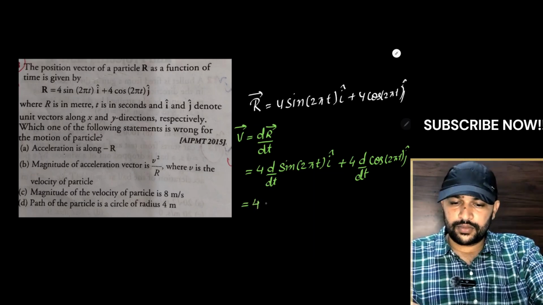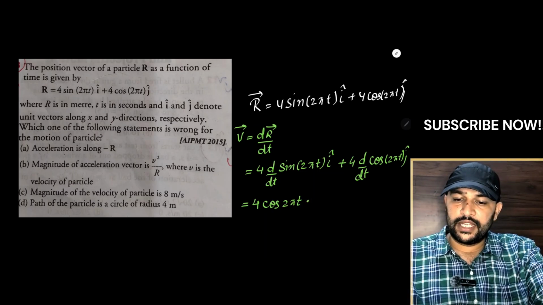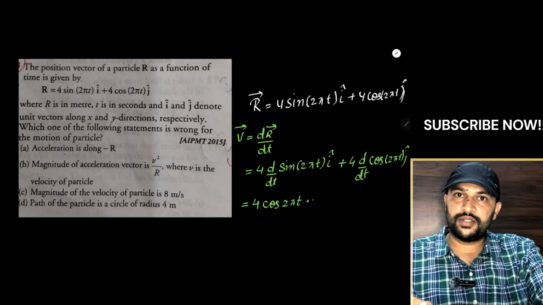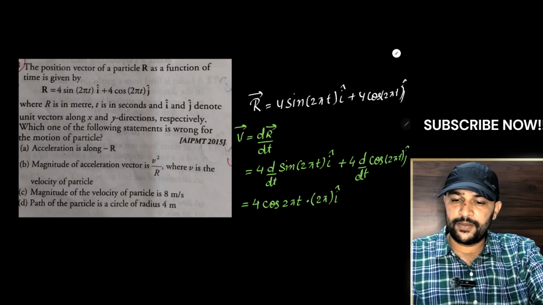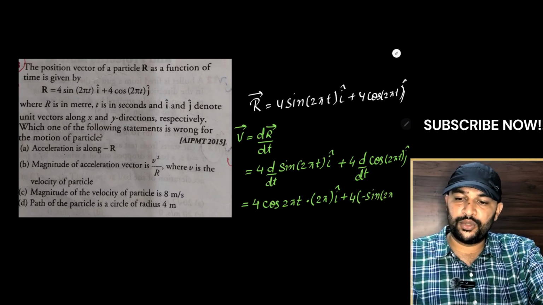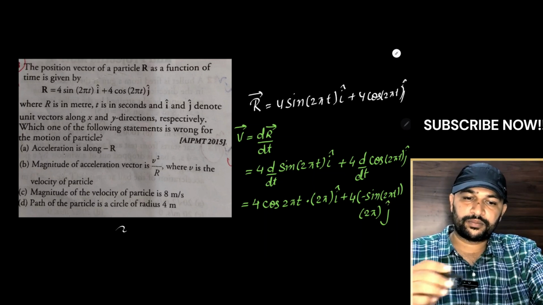So, here this will be 4 sine differentiation will give you cos 2 pi t, into sine differentiation is done. Now, chain rule says differentiate 2 pi t. So, that will give us 2 pi i cap plus 4 derivative of cos, minus sine 2 pi t. This is the differentiation of cos, and differentiation of 2 pi t, that is 2 pi, and j cap, correct. This is our velocity vector, right.